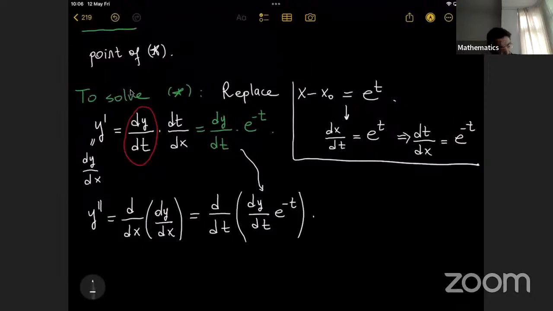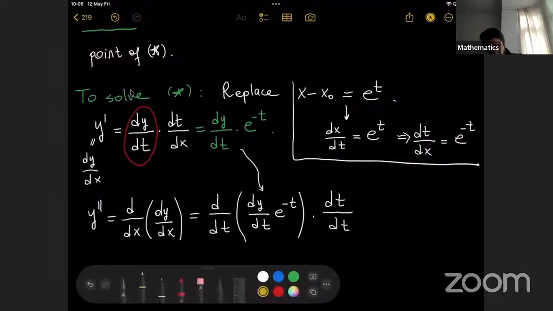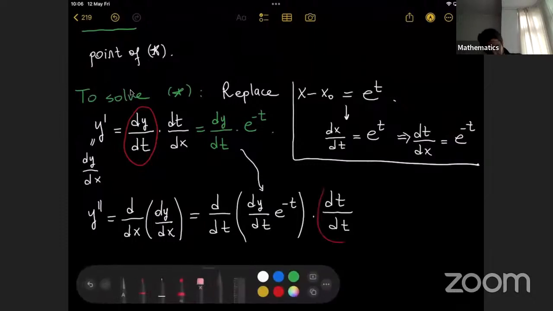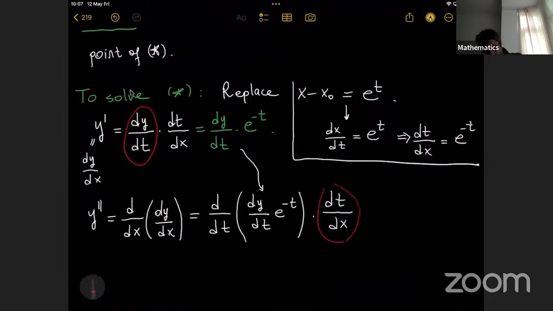Times dt dx. Chain rule. Well, dt dx is, again, e to the minus t. Oh, sorry, this is dt over dx, and it is e to the minus t, okay?